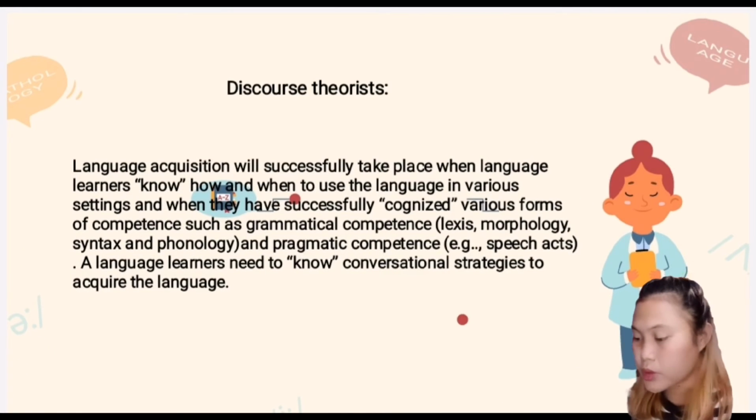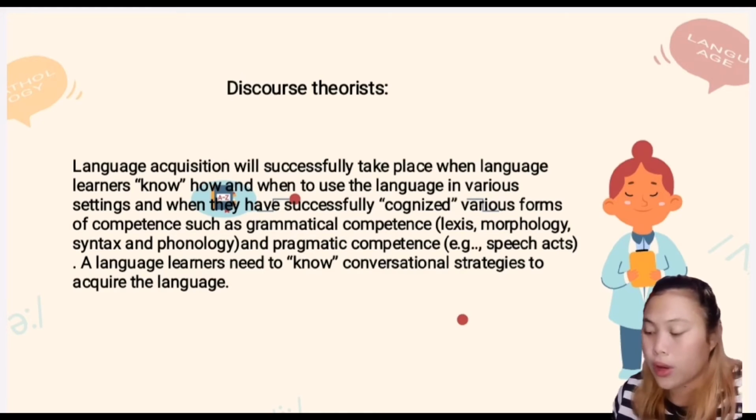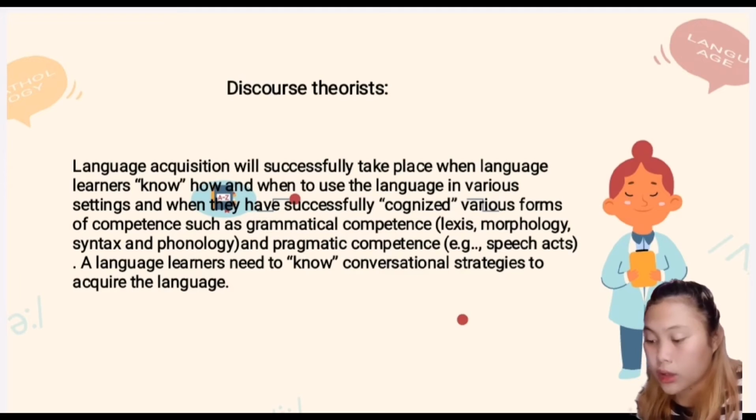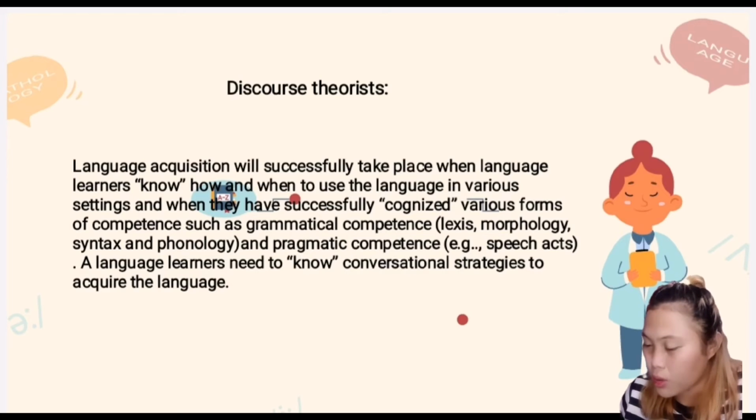In discourse theories, language acquisition will successfully take place when language learners know how and when to use the language in various settings, and when they have successfully cognized various forms of competence such as grammatical competence in lexis, morphology, syntax, and phonology, and pragmatic competence, e.g. speech acts. Language learners need to know conversational strategies to acquire the language.